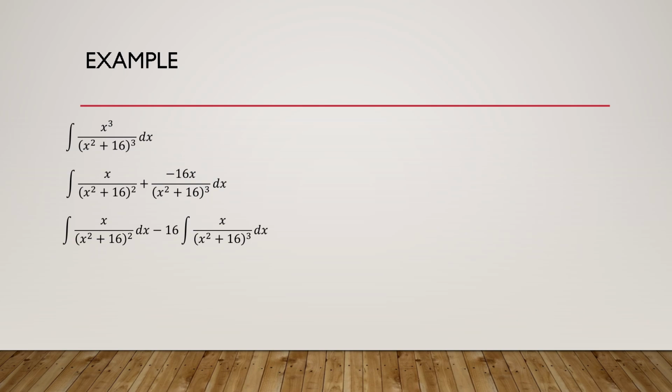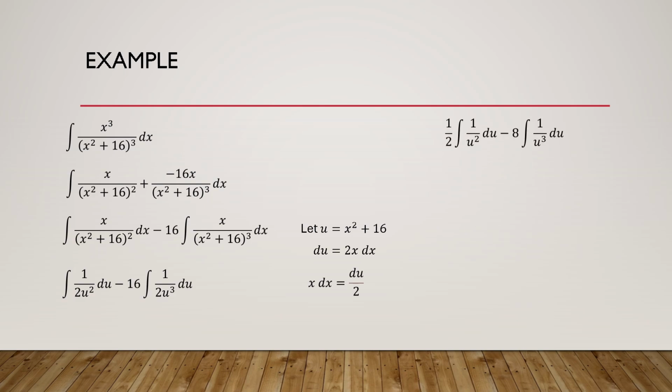Next, we use u substitution. Let u equal x squared plus 16. du will then be 2x dx, and x dx equals du over 2. Substitute to get the integral of 1 over 2u squared du minus 16 times the integral of 1 over 2u cubed du. Move the 1/2s outside the integral as constants. 1/2 of 16 is 8.